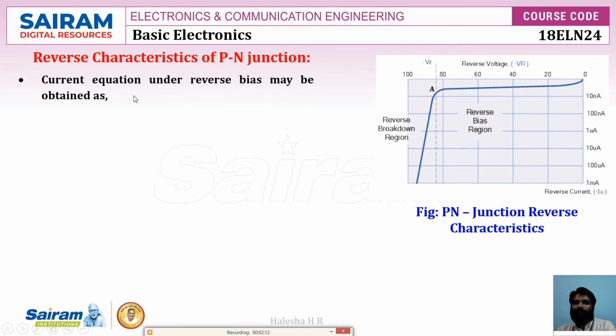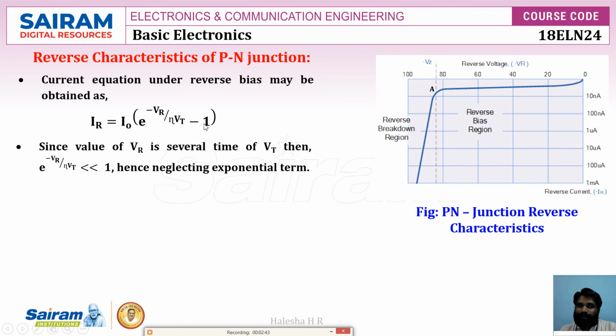Let's see the current equation. IR is equal to I naught into e to the power of minus VR by eta Vt, minus 1. Previously we considered V, that is forward voltage. Here the applied voltage is VR, the reverse voltage, since it is negative, as we observe in the diagram. Since the value of VR is several times Vt, the exponential term e to the power of minus VR by eta Vt becomes very much less than 1. So we neglect this exponential term, it becomes minus 1. So IR is equal to minus I naught.